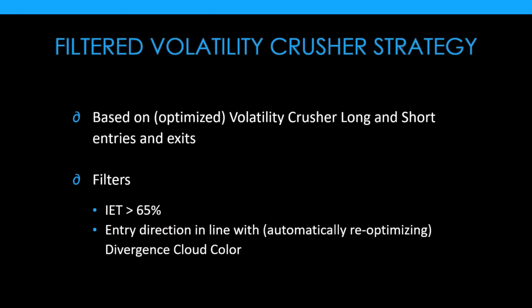We call this the filtered Volatilitycrusher strategy. And as the name suggests, it is based on an optimized version of Volatilitycrusher, an AO version. And we're going to take long and short entries. And we're also going to follow the exit suggestions of Volatilitycrusher. In addition to this, we're going to define two filters. We're only going to take trades if our statistics is above 65%. And in addition to this, if the entry direction is in line with Divergence Cloud.